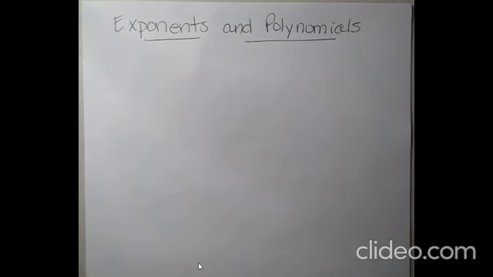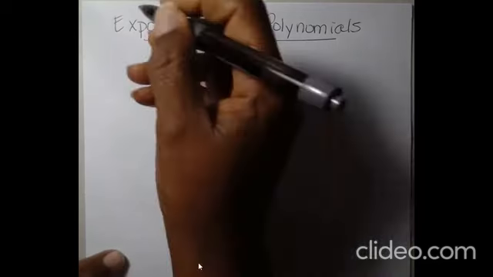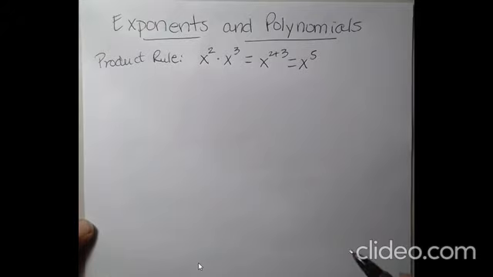So just real quick, we have a couple of rules that we should address. That is the product rule. The product rule says when you multiply two exponents with the same base, you actually add the exponents, and this gives you x to the fifth. So x squared times x cubed is x to the fifth.